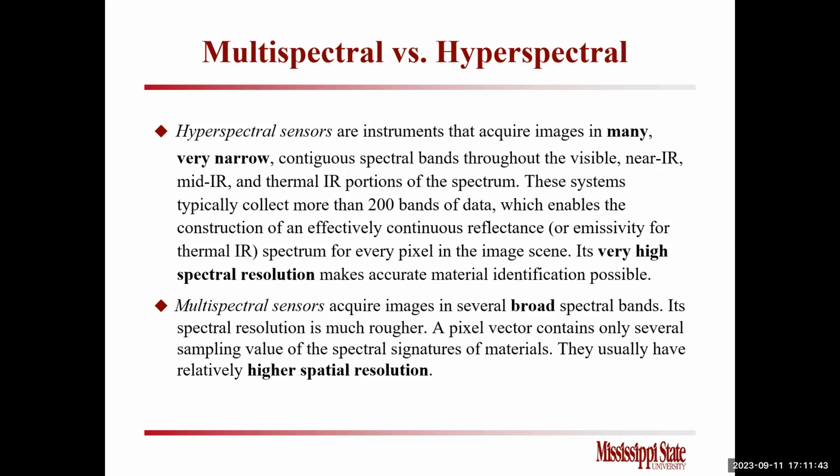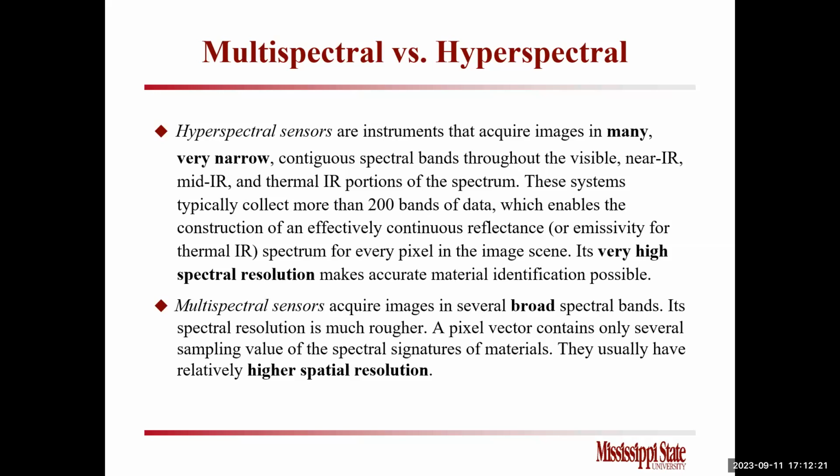Sometimes we can get data with 5 nanometer or 3 nanometer spectral resolution. Because of that, this data can help us achieve very accurate material identification, in particular if those materials have pretty similar spectral responses. Compared to the traditional multispectral sensors, which acquire images in several broad bands, that is the advantage of hyperspectral sensing.